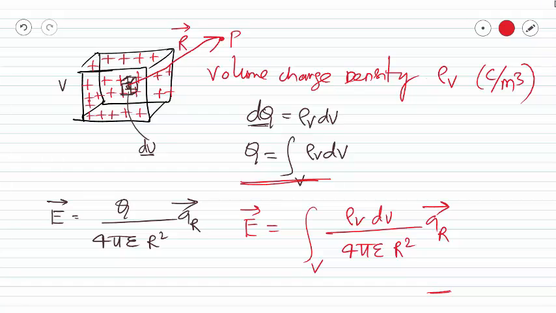Okay, so we will use this result to find electric field intensity due to different types of charge distributions in the next class. Okay, thank you.